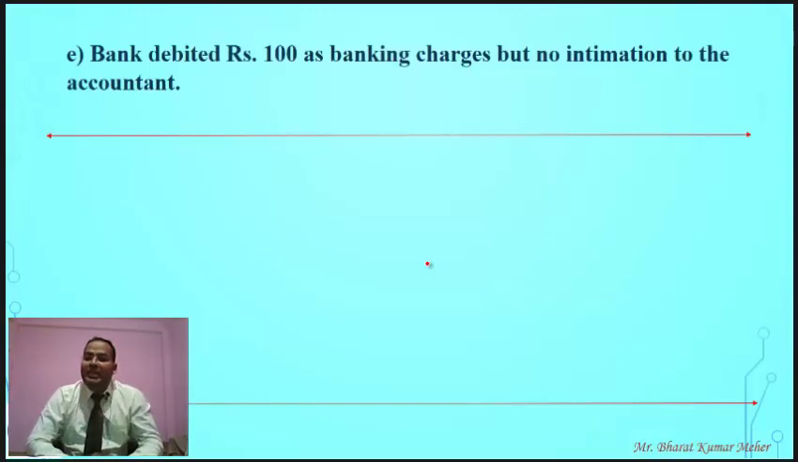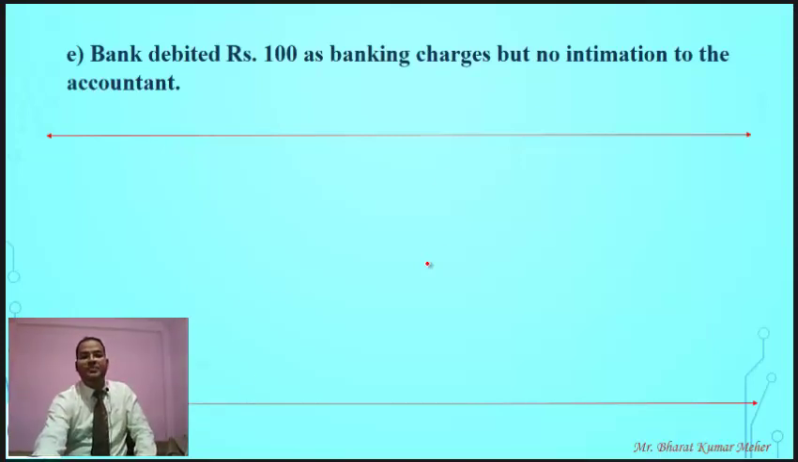Bank debited rupees 100 as banking charges but no intimation to the accountant. Now bank has debited rupees 100 as banking charges. Debited, what does it mean? It means that bank has reduced rupees 100 as banking charges from your account, but you don't have the intimation about it. So it means that the bank has reduced your passbook, and the cash book is more.